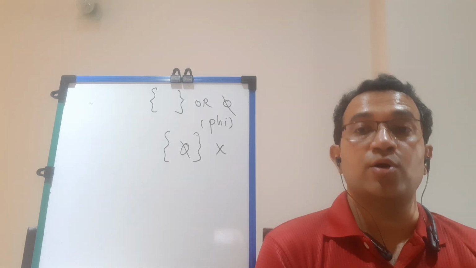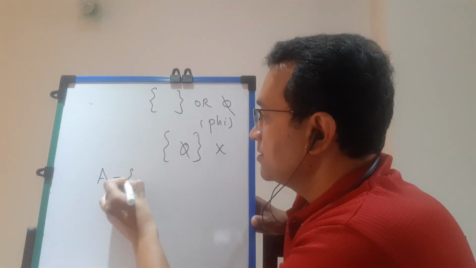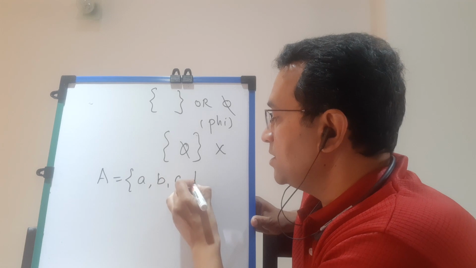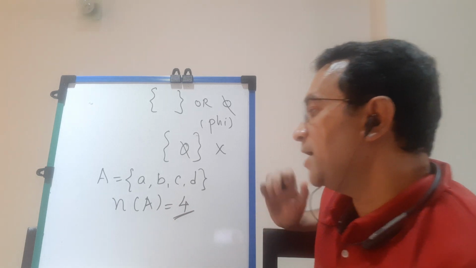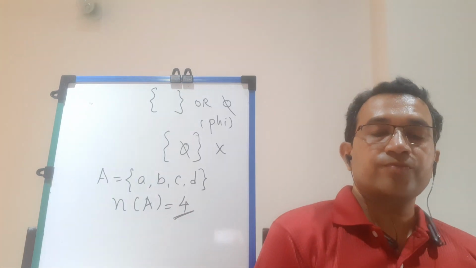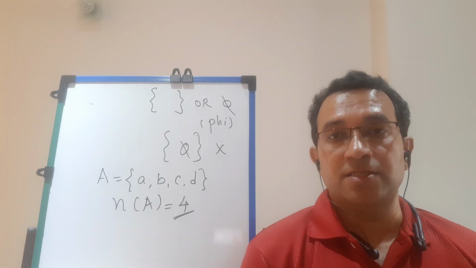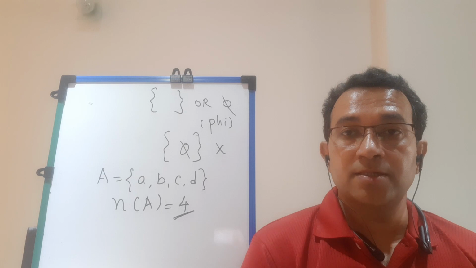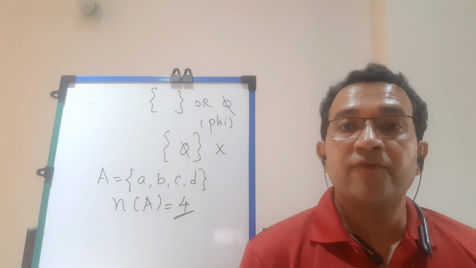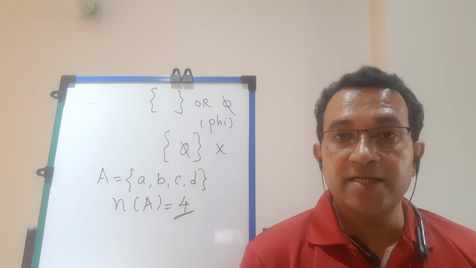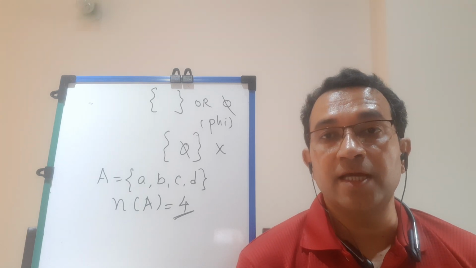This is also very important. Students, say I write a set A has elements A, B, C and D. The number of elements of set A is denoted by n of A, and that is 4. Now I suppose students you are aware of the words finite and infinite. Finite means countable and infinite means uncountable. So a set having finite number of elements is called a finite set, and a set having infinite number of elements is called an infinite set.